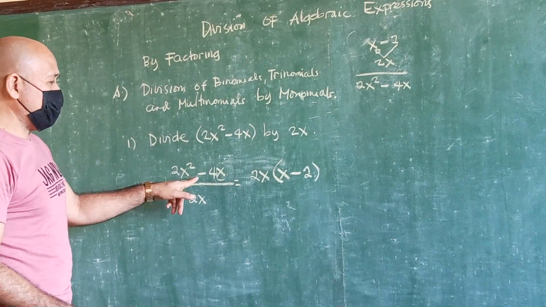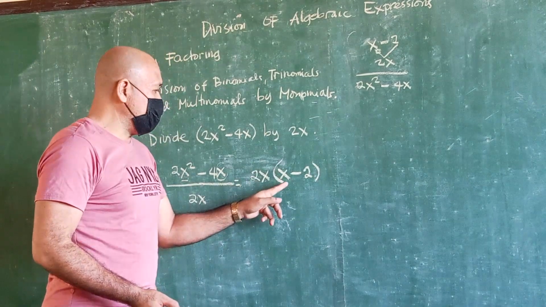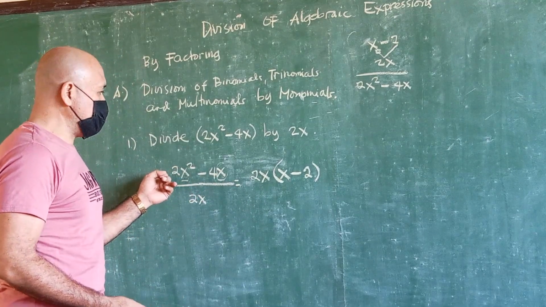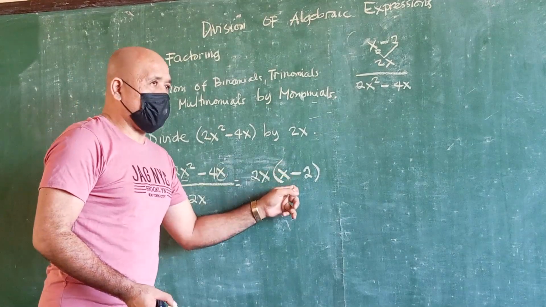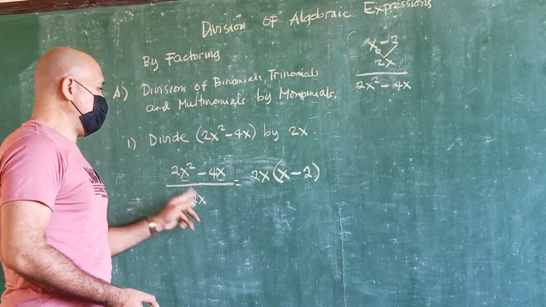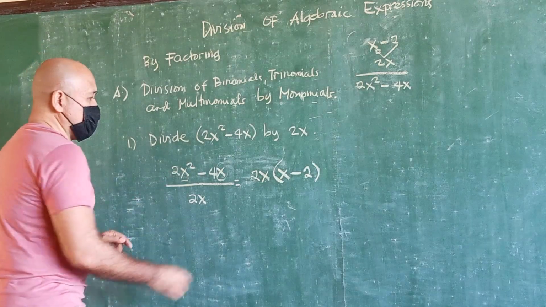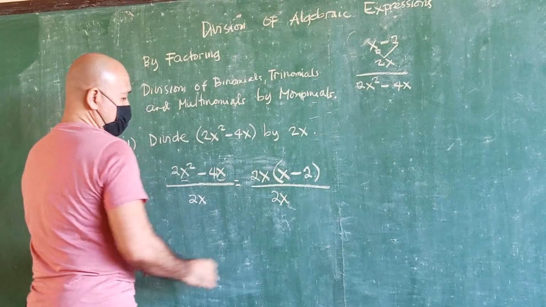And the only way for you to check if these factors, the required factors of the original given expression, are correct is to multiply them back. If you get the original given, that means these factors are the correct factors of this expression. Then after that, just copy the denominator, which is 2x.